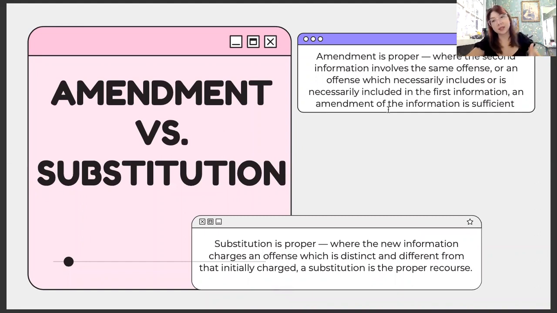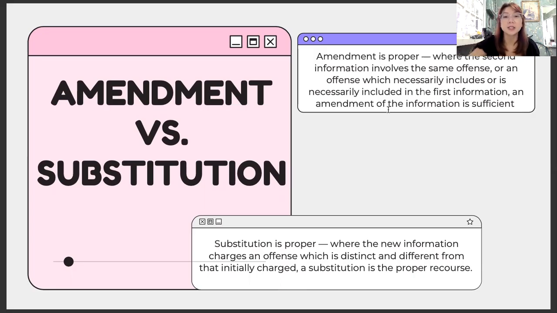So first, when is amendment proper? Where the second information involves the same offense or an offense which necessarily includes or is necessarily included in the first information, an amendment of the information is sufficient. When is substitution proper? Where the new information charges an offense which is distinct and different from that initially charged, a substitution is the proper course.